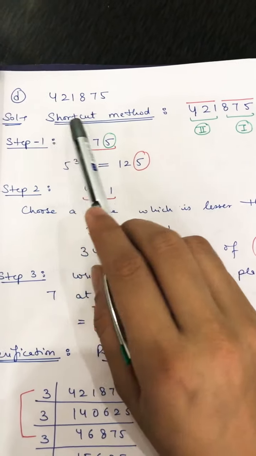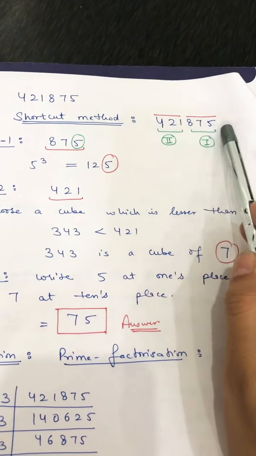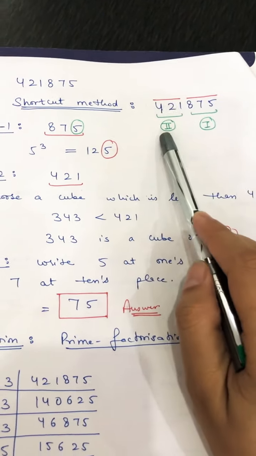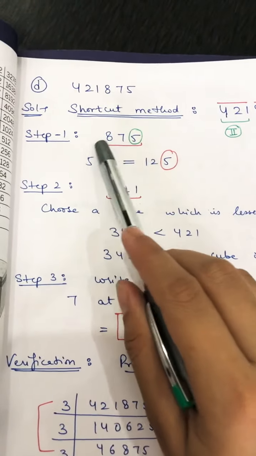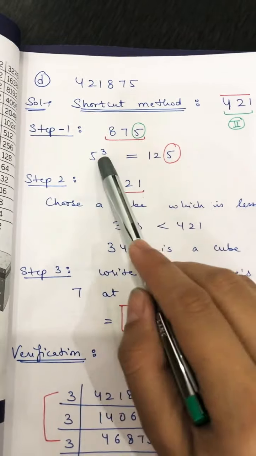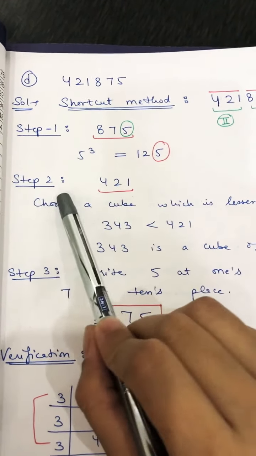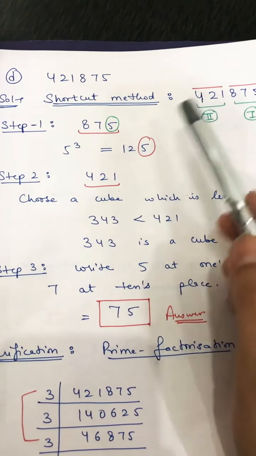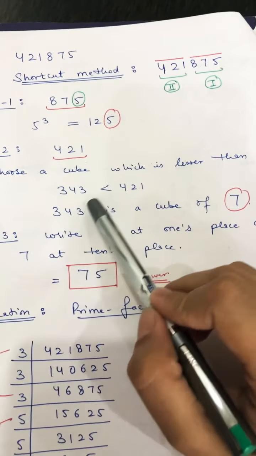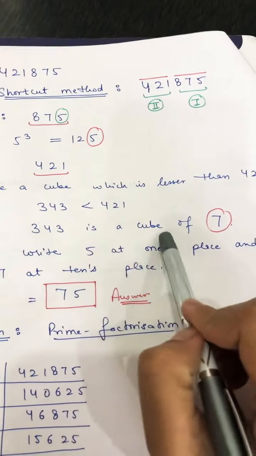Again you have to start your solution with the shortcut method. Put a bar on these first 3 digits and then a second bar on the next 3 digits. So this is your first group, this is your second group. Now pick the last digit, 5, and take a cube of that digit, that is 125. In your second step take the second group and check which cube is lesser than this 421. So 343 is lesser than 421. So 343 is a cube of 7.